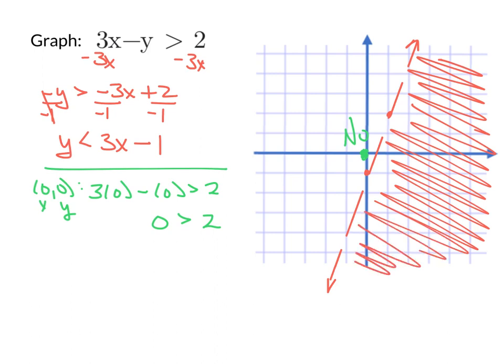So when it comes to graphing linear inequalities, you got to graph the line, determine whether it's a solid line or a dotted line, and then test a point to see which side of that line we shade on.